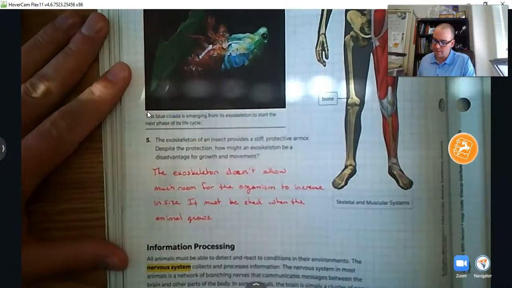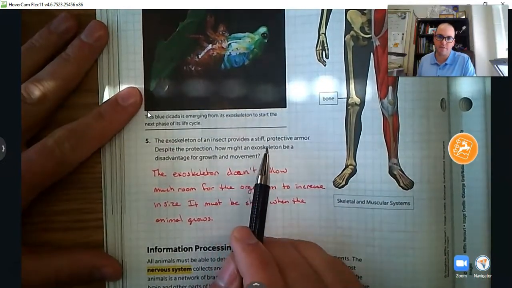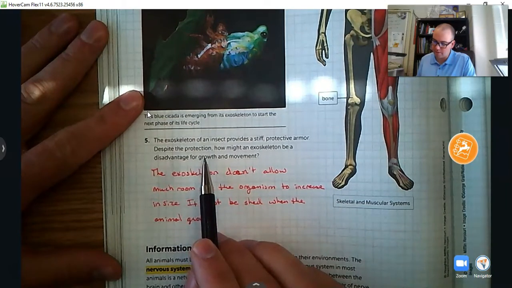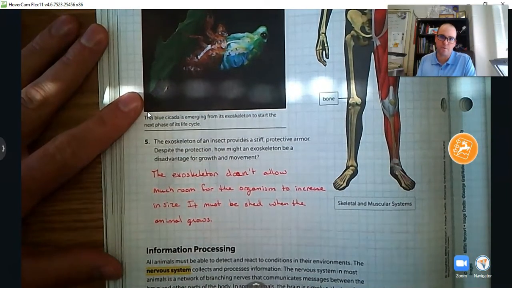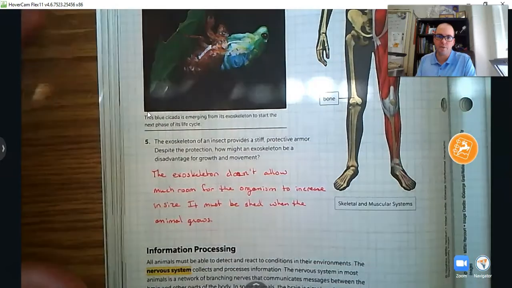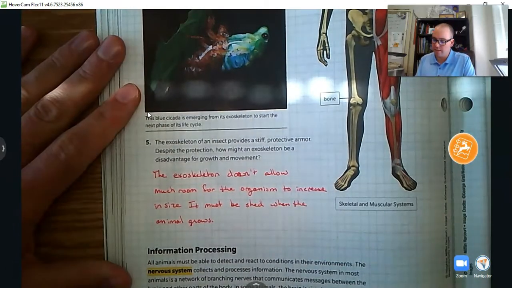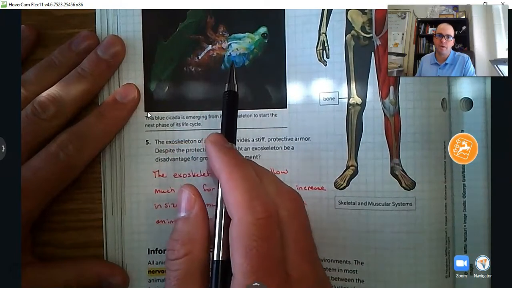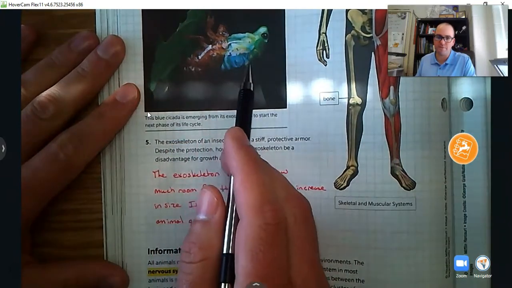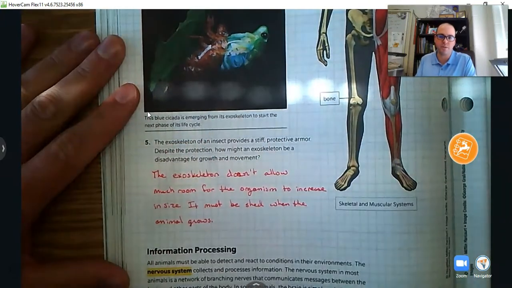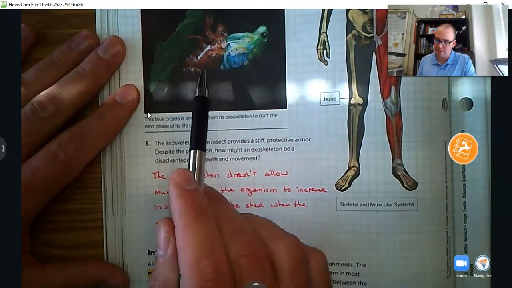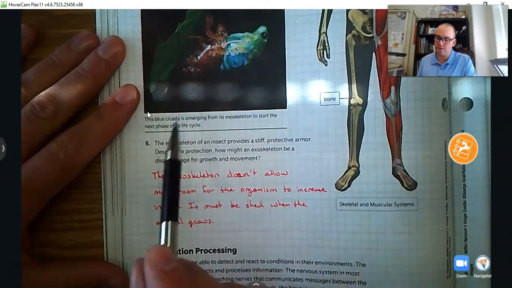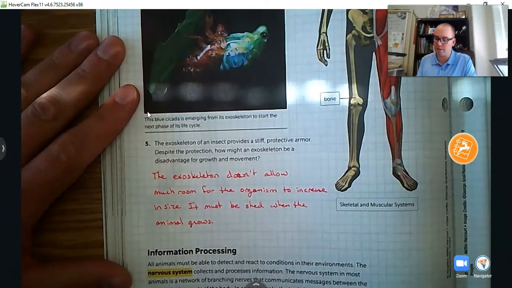If we look at the exoskeleton of an insect, it provides stiff protective armor. Despite the protection, how might the exoskeleton be a disadvantage for growth and movement? Well, it's a rigid skeleton, so in order for an insect to grow, it actually has to shed its exoskeleton, and it will emerge with a softer body for a little bit until the exoskeleton hardens back up. So when an insect sheds its exoskeleton, it becomes very vulnerable until that exoskeleton firms back up and reforms.